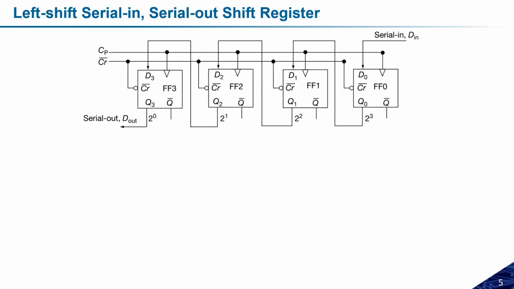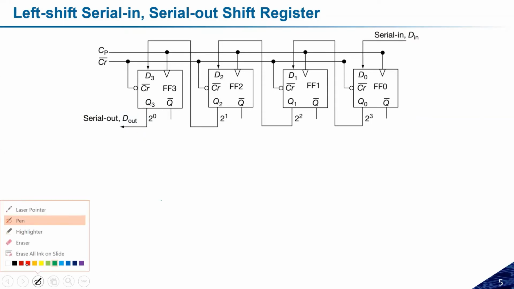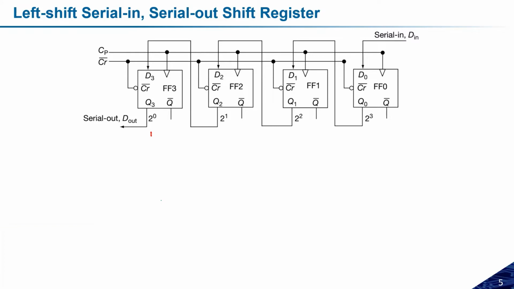Okay, here, because I just told you the LSB will shift to the next bit, and the most significant bit will be taken out, the output will be taken from the most significant bit. So Q3 is nothing but the MSB. This indicates the MSB. Okay, so let me change the color. This flip-flop represents the MSB and this flip-flop represents the LSB.